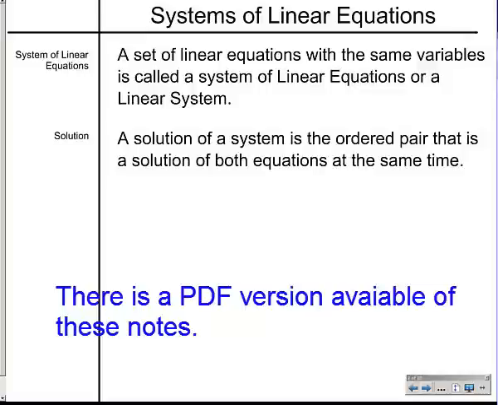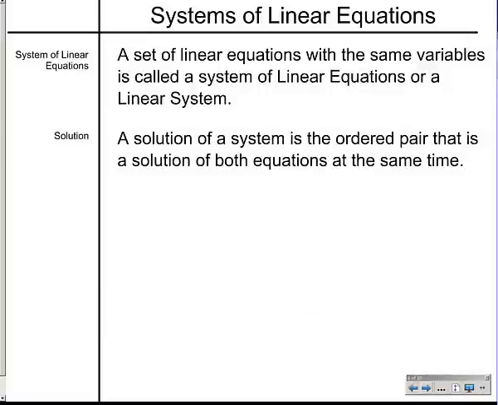A couple of vocabulary words here. We've got system of linear equations. It's simply a set of linear equations, meaning two or sometimes more, with the same variables. It's called a system of linear equations, or sometimes a linear system. So they have to have exactly the same variables.